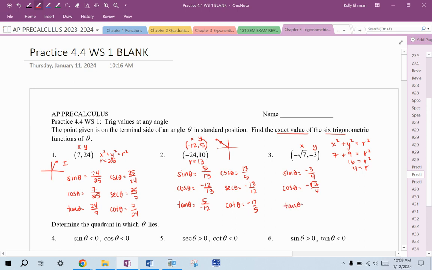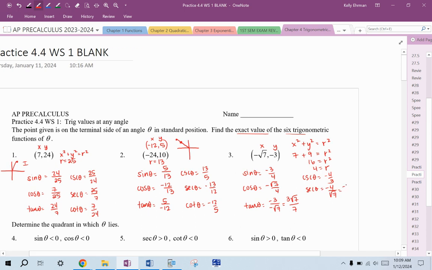Tangent of theta is y over x, negative 3 over negative radical 7. So the negatives become positive, and I rationalize to make it 3 radical 7 over 7. For the reciprocal functions, cosecant theta is negative 4/3. Secant theta is negative 4 over radical 7, which is negative 4 radical 7 over 7. And cotangent theta, flip this version here. It's still positive, and it comes out radical 7 over 3.